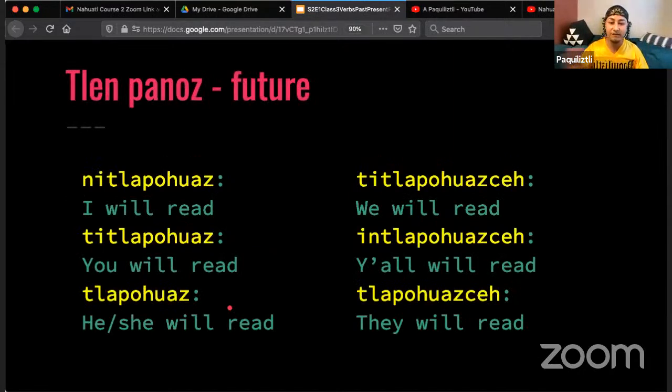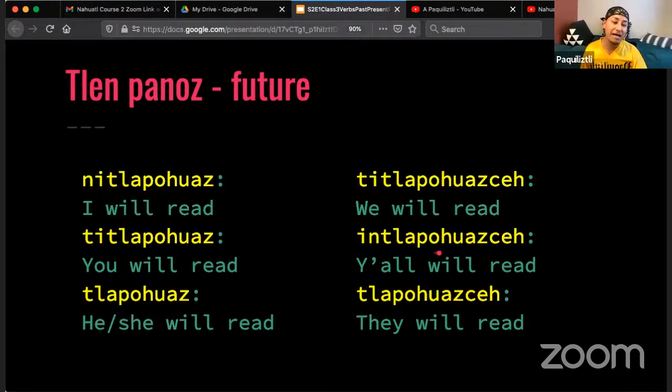Okay, so here I gave you all the examples for any other verb, like the verb to read, nitlapoas, titlapoas, tlapoas, titlapoase, intlapohuase, and tlapohuase. Okay, so you notice that in the future tense for any of the verbs, when you just add the Z, it becomes future tense when it's talking about one person. So I, you, and he or she, right? Na, ta, and ya. But when it's plural, it becomes titlapohuase. So we add this se to it.